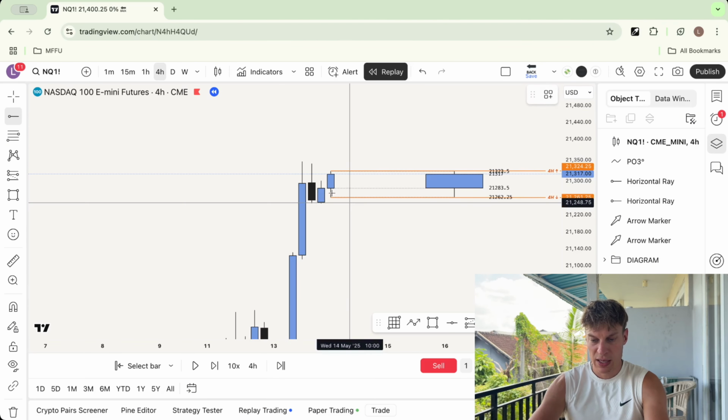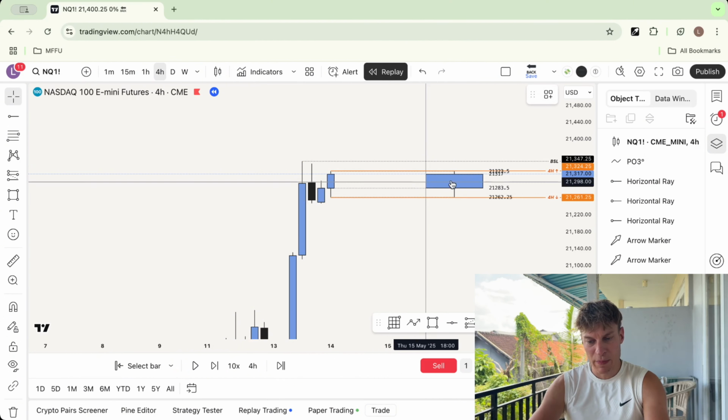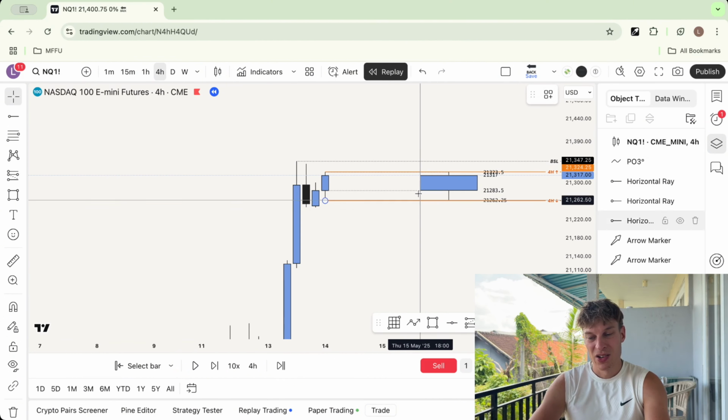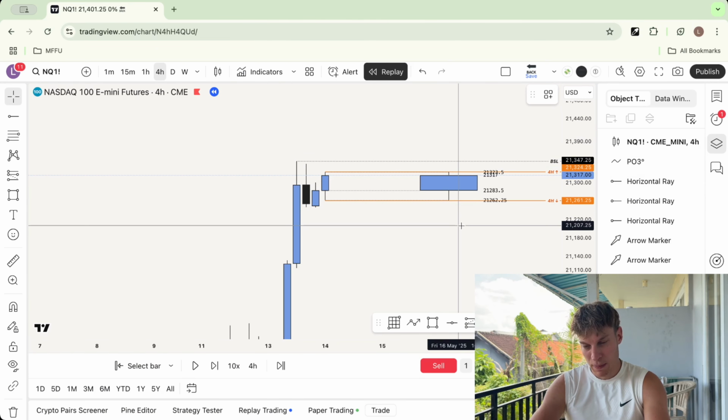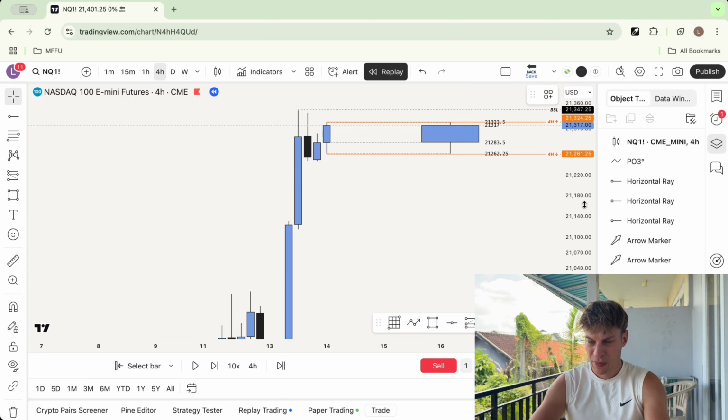Oh, that's the wrong thing. Where I can see price, as I'm bearish for the day, grabbing this liquidity and then pushing down to form the bearish body of this candle.